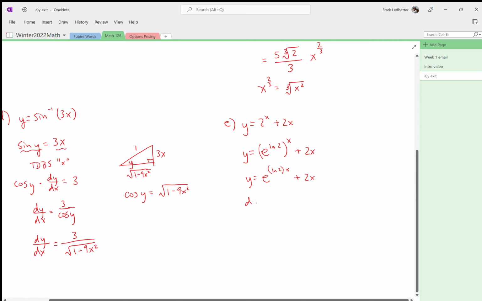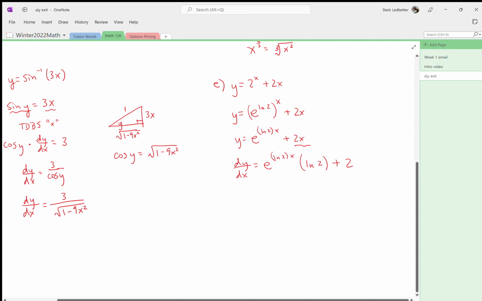So then my dy by dx, I can just know the rule for the derivative of e to the something, which is e to the something. It's the easiest derivative we have. And then I need chain rule. So I need to multiply by natural log of 2. And then I'm adding the derivative of 2x, which is just 2.